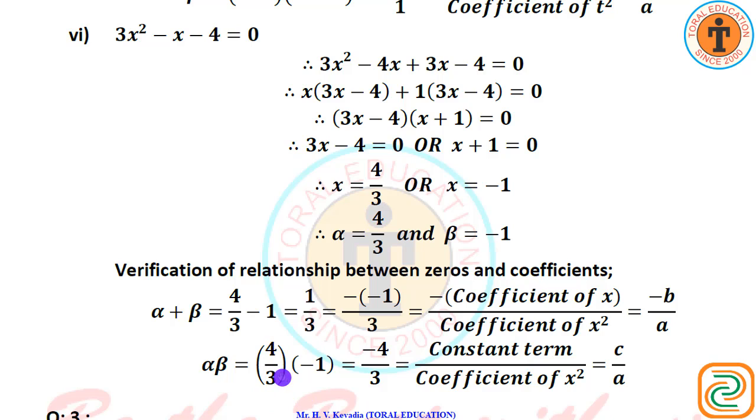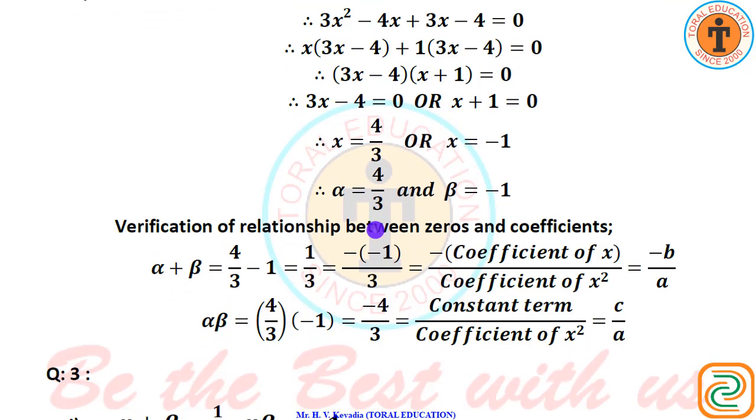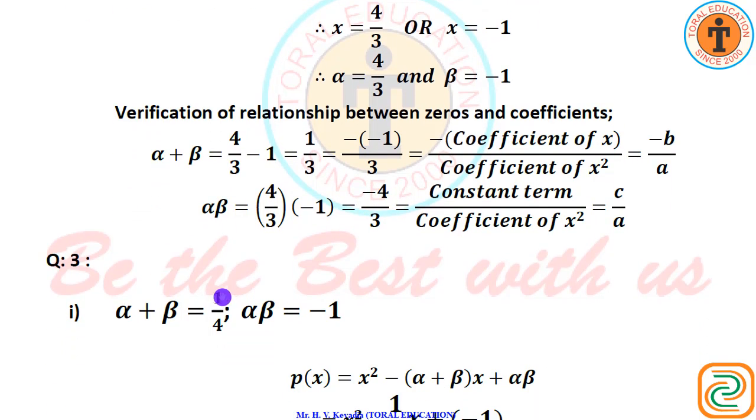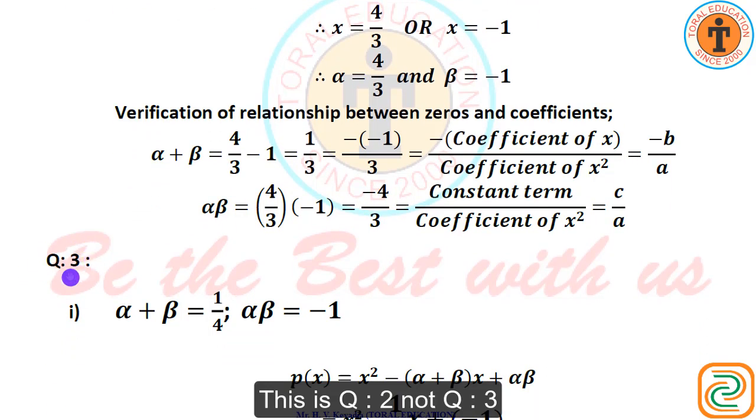Alpha into beta, 4 upon 3 into minus 1, right? So minus 4 upon 3, here is minus 4 as c, that is constant term upon coefficient of x square, c upon a. In this way we have completed question number 1. Now question number 2. This is question number 3, but it's by mistake question number 2 is there.